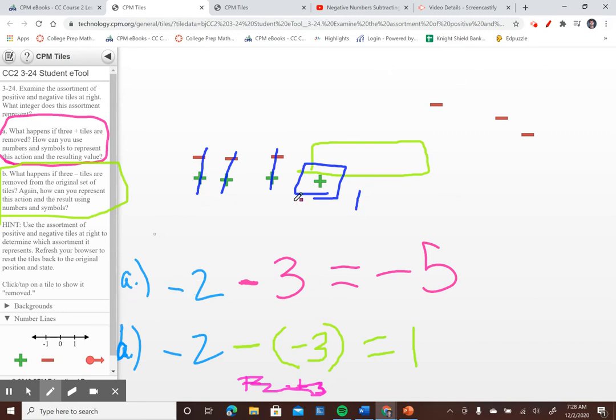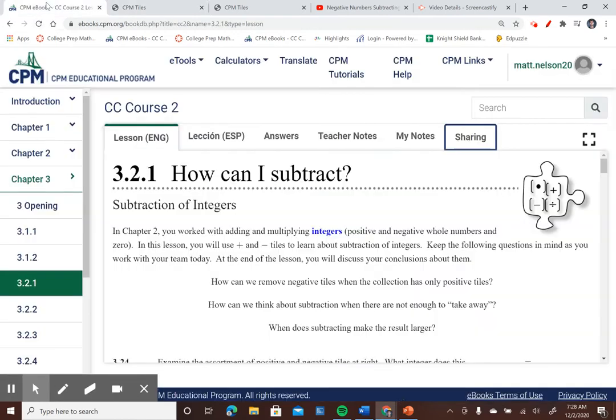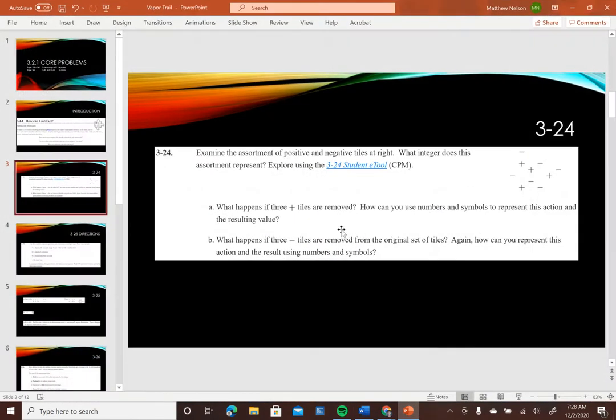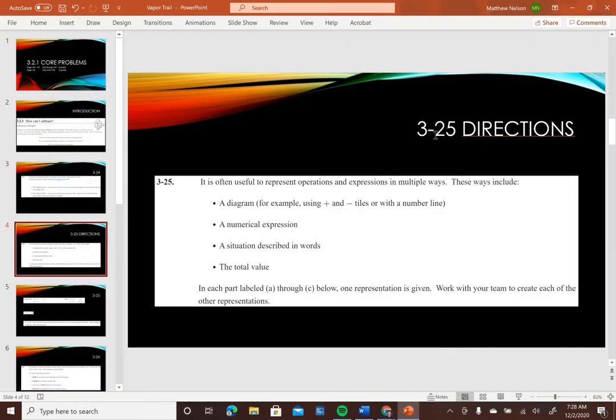So we just answered the 2 problems. We noticed that when we subtract +3 and then we subtract -3, we end up with different answers, and we just showed why that is with our diagram. So let's hop back to our problem set. We just answered 324. Now we're looking at 325.